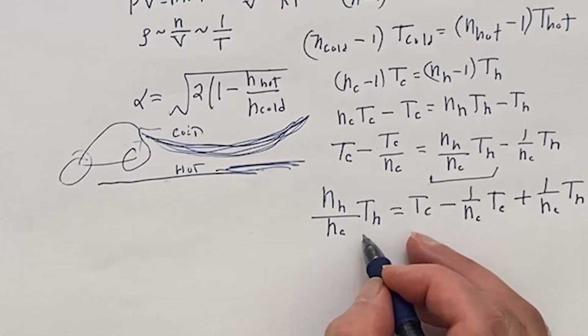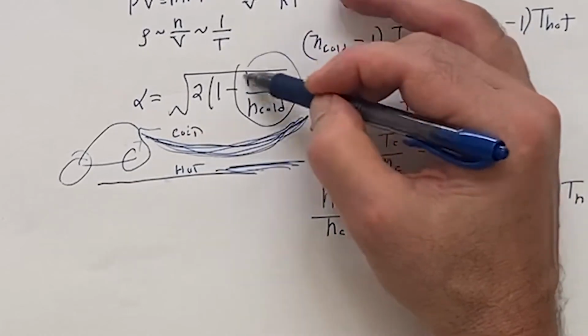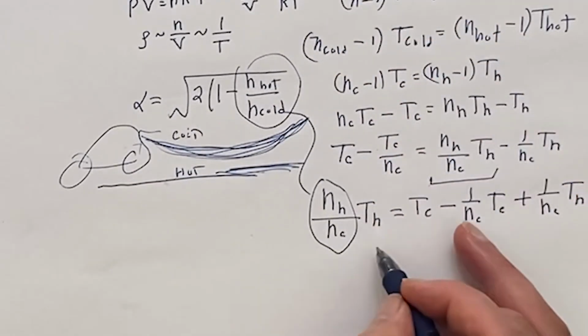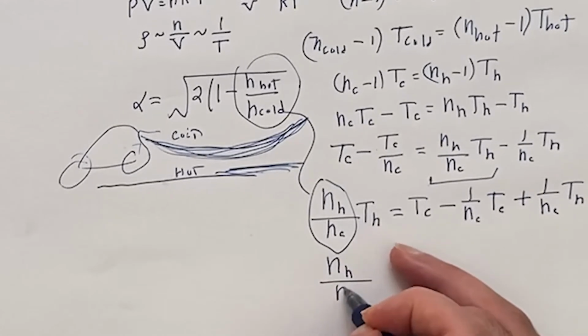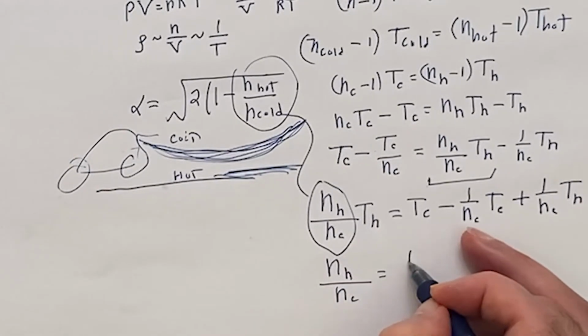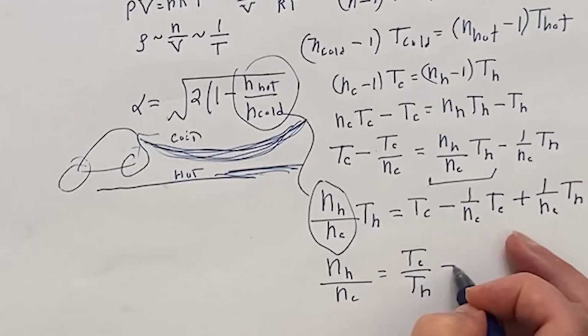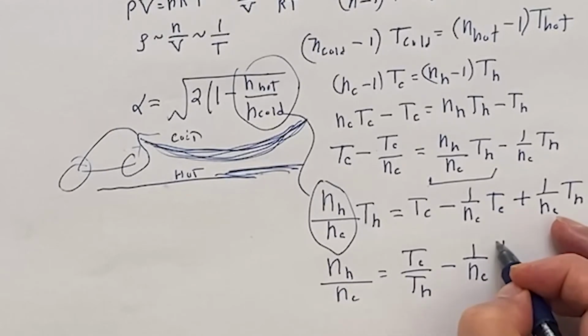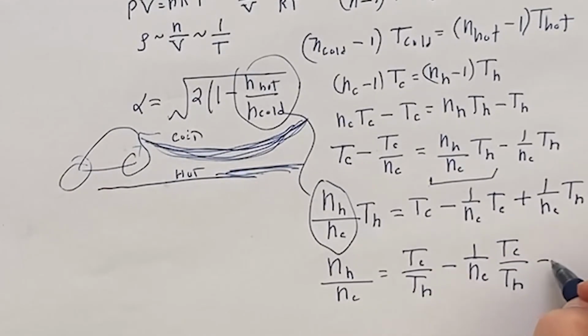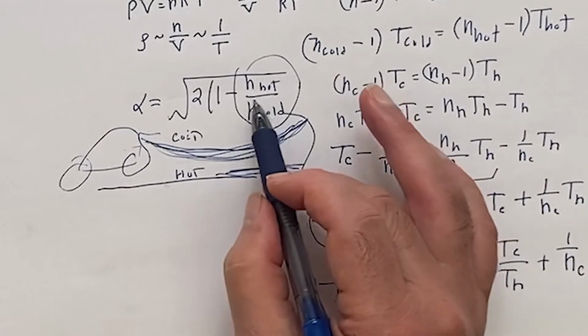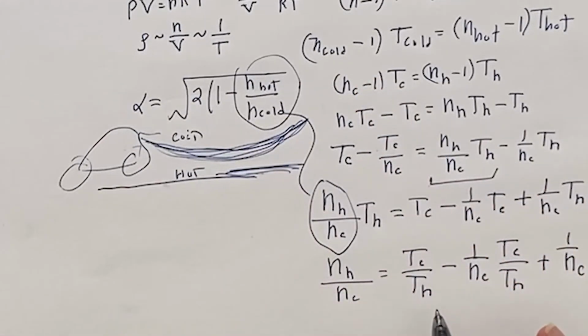The next step, since we're after this ratio, which is where I'm heading, is to divide by the Th everywhere, so we have Tc over Th. The Th's cancel. The idea is to get this expression in terms of the two temperatures and just the one index of refraction, the Nc.